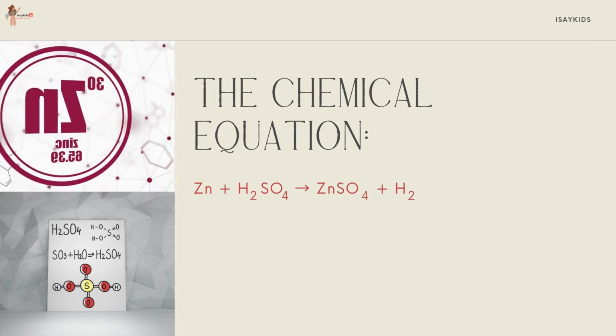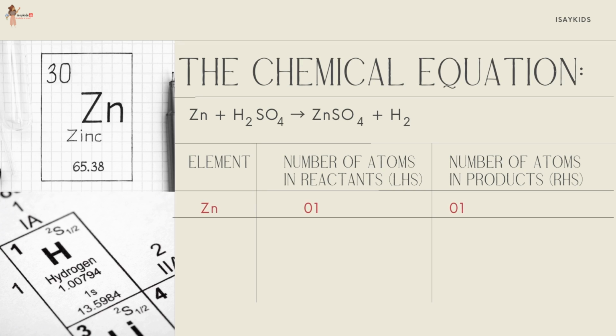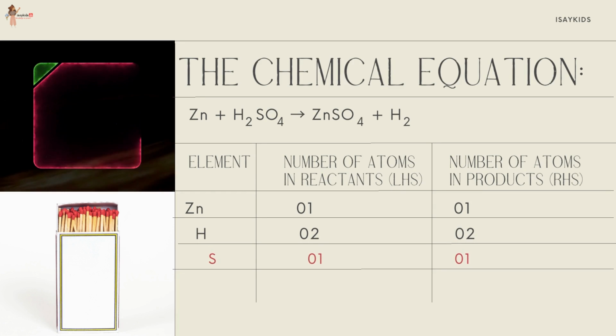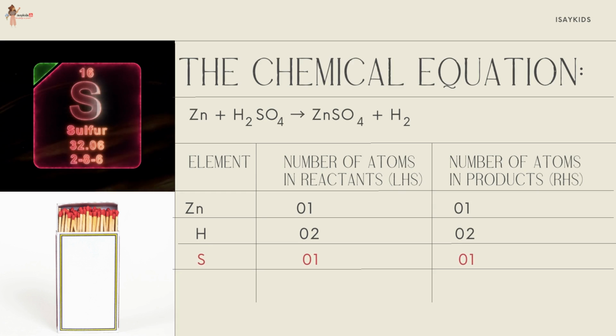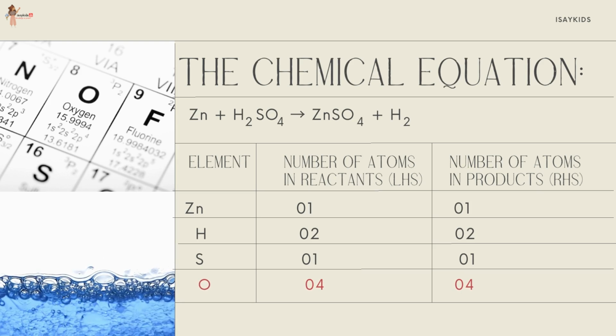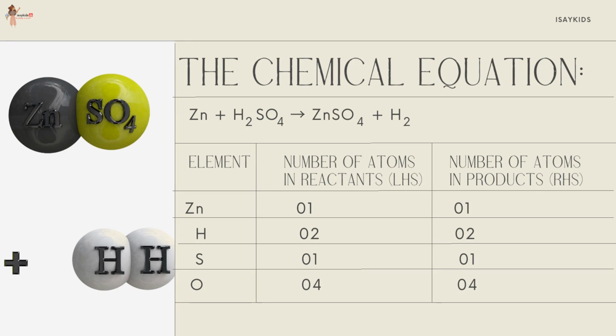Let us examine the number of atoms of different elements on both sides of the arrow. Number of atoms of Zn in LHS as well as RHS is 1. Number of atoms of hydrogen in left hand side as well as right hand side is 2. Number of atoms of sulfur in left hand side as well as right hand side is 1. Now the number of atoms of oxygen in left hand side as well as right hand side is 4. As the number of atoms of each element is the same on both sides of the arrow, it is a balanced chemical equation.